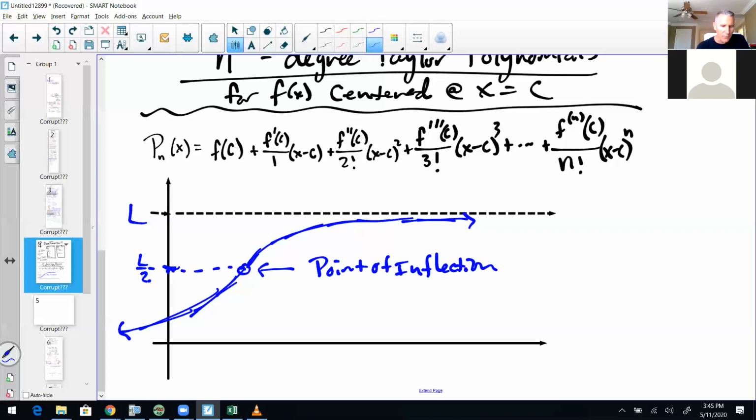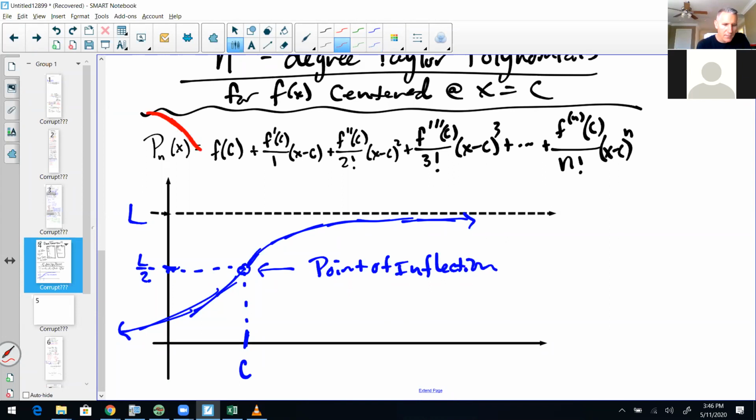So that's where that occurs. And we know that for whatever this x value is there, let's call it C, for all x values in between 0 and C, the curve is increasing and concave up. And for all x values greater than C, the curve is going to be increasing and concave down. This is for logistic growth, okay? Logistic decay is just one of these.